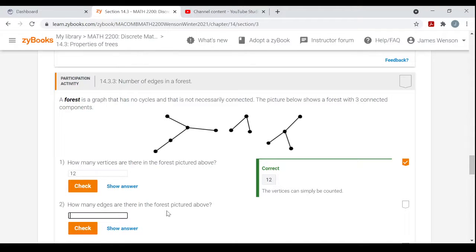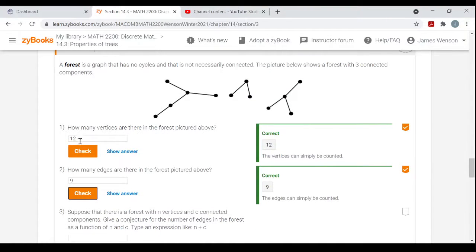How many edges are there? Remember, each individual tree, there are 3 trees here. The number of edges will be the number of vertices minus 1. So there are 5 vertices in this first tree, so 4 edges. 3 vertices in this second tree, so 2 edges. And there are 4 vertices in this last tree, so 3 edges. So you got 4 plus 2 plus 3, that's 9. 9 edges total.